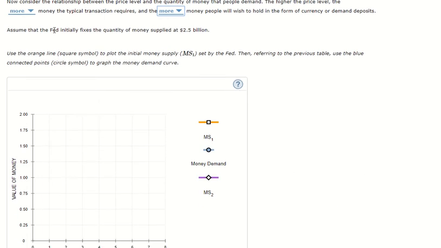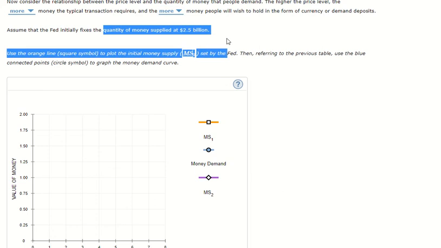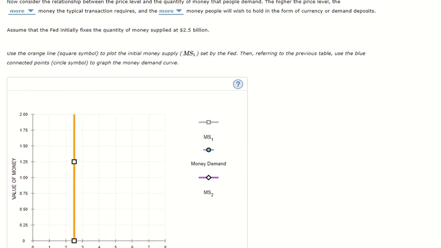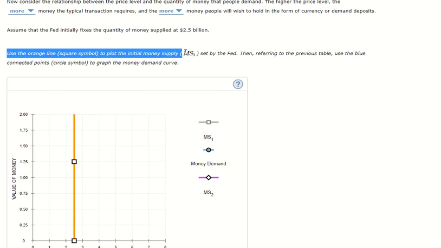So assume the Fed initially fixed the quantity of money supplied. So money supply at $2.5 billion. So first, let's draw our money supply curve. So $2.5 billion. That's $2.5 billion. Okay. And then next, use the orange line to plot the initial money supply curve. Already did that. Then referring to the table, use the blue connected points to graph the money demand curve.